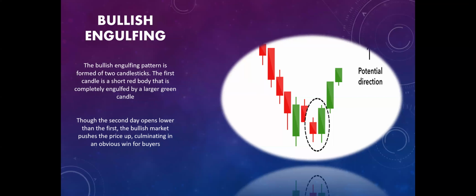All right, again, the bullish engulfing pattern is formed of two candles. The first candle is the short red body that is completely engulfed by a larger green candle. If you go on the weekly chart, you will see a clear bullish engulfing. On Google, on Amazon, on Tesla, you will see red week, red week, red week. Then the past week was a small red body candle with wicks on top and on the bottom. And this week you'll see a huge green candle. This is what we call bullish engulfing.